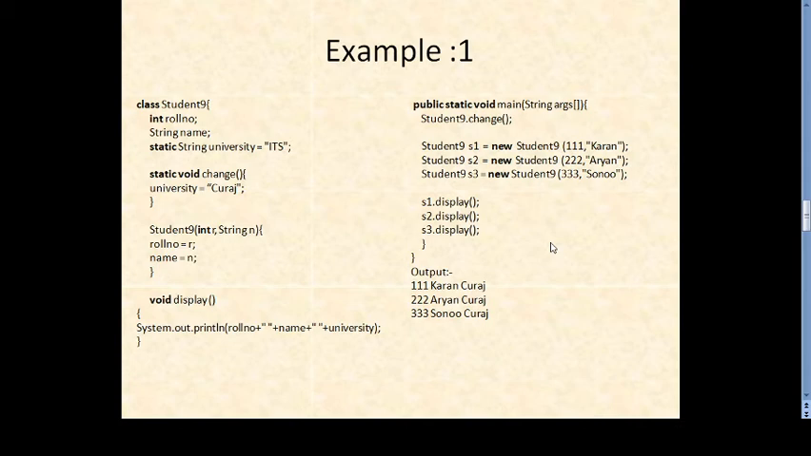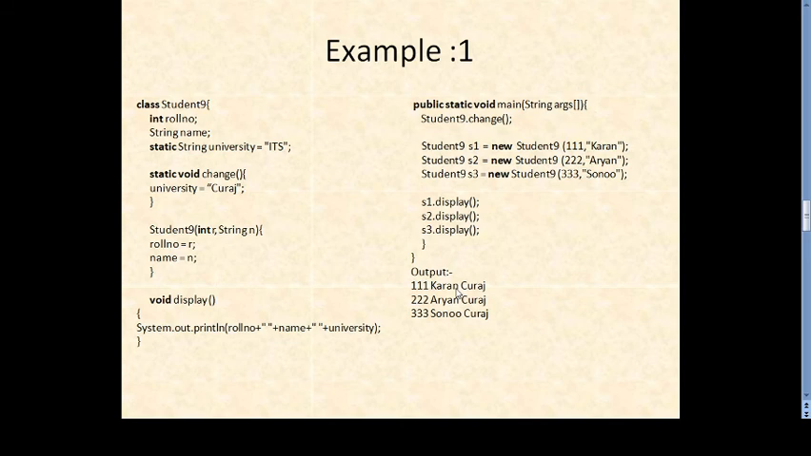Example: let us take a student class with roll number, name and university, and define a change method, which is a static method that changes the value of the static variable university. We define the constructor for the instance variables roll number and name, and a display method to display the values of objects. The difference you can observe here is that the change method is invoked without creating an object, so it is called with reference to the class name. Three objects are created and the values of the three objects are displayed.